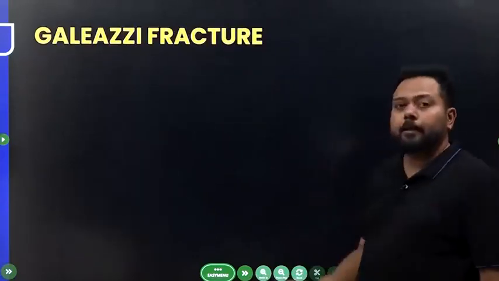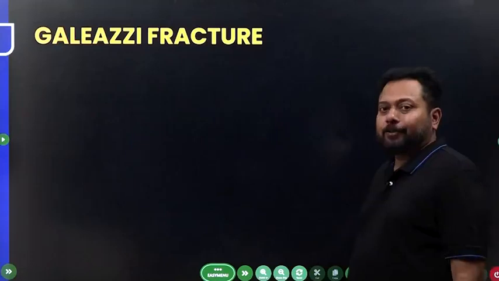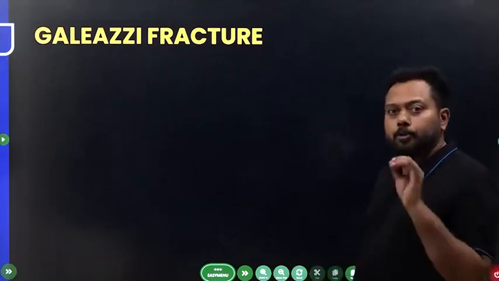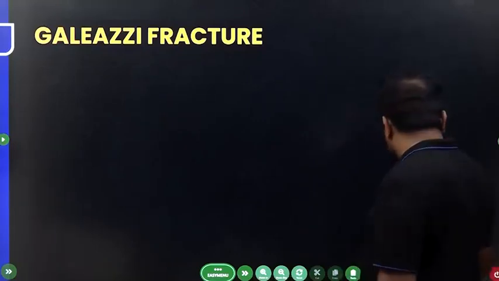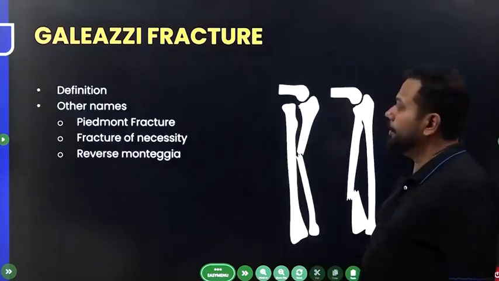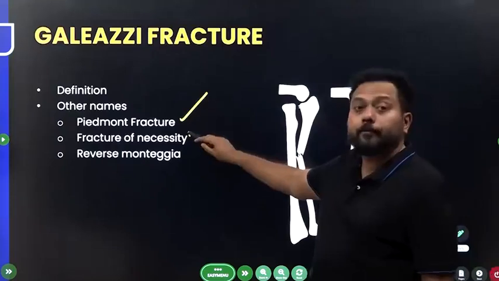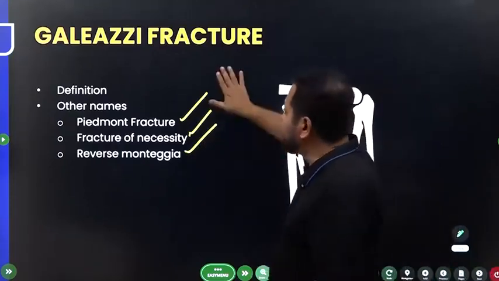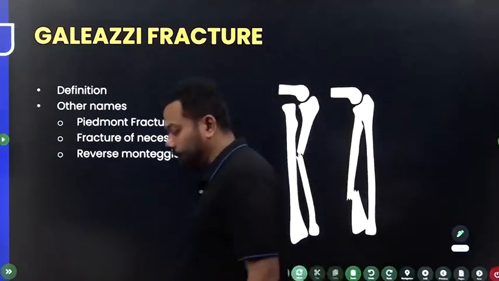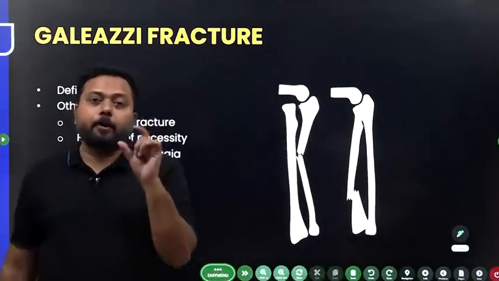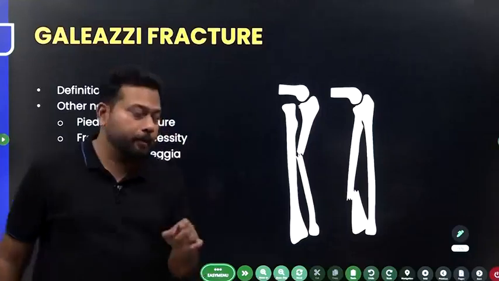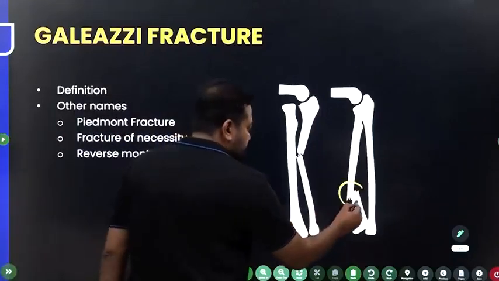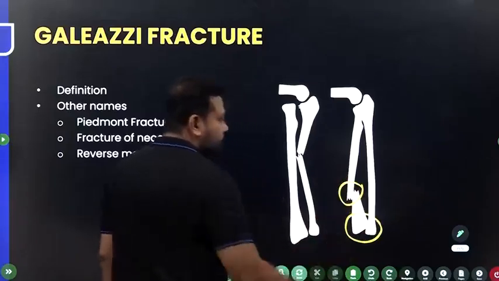And coming to the next, the contemporary fracture in forearm fractures. Once you know Monteggia, you should know Galeazzi. Galeazzi fracture is otherwise called Piedmont fracture, otherwise called fracture of necessity, reverse Monteggia. What is Galeazzi fracture? Exact opposite of Monteggia. What is Monteggia? It is proximal ulnar fracture with radial head dislocation. Galeazzi fracture is fracture of the distal third radius with distal radio-ulnar subluxation.